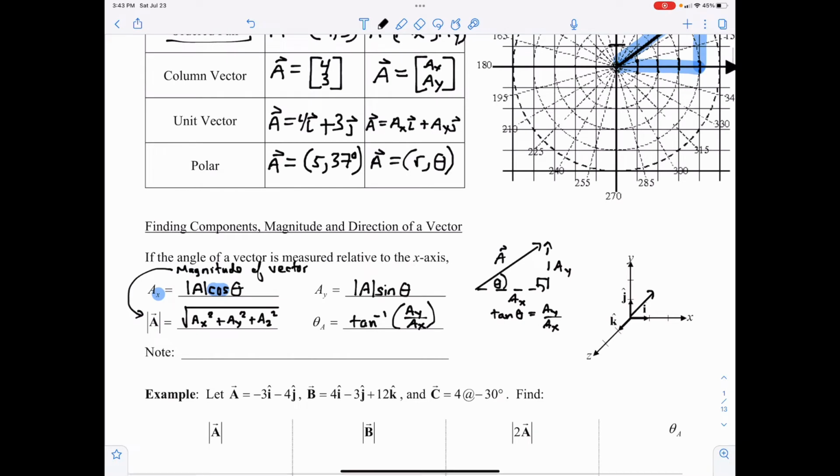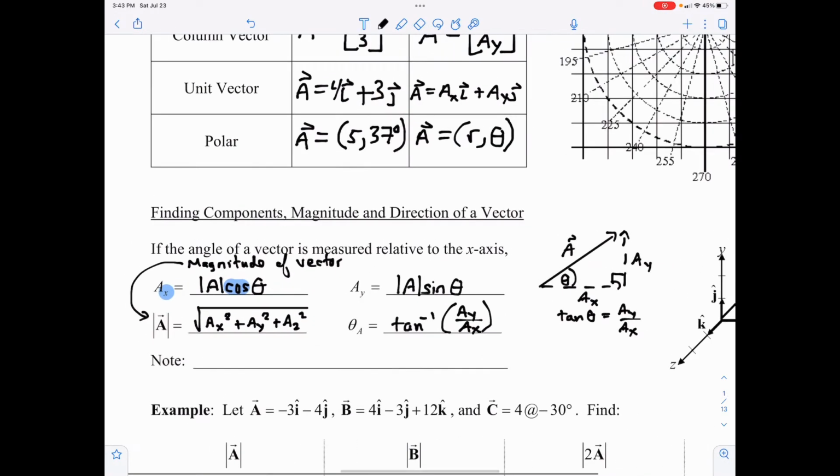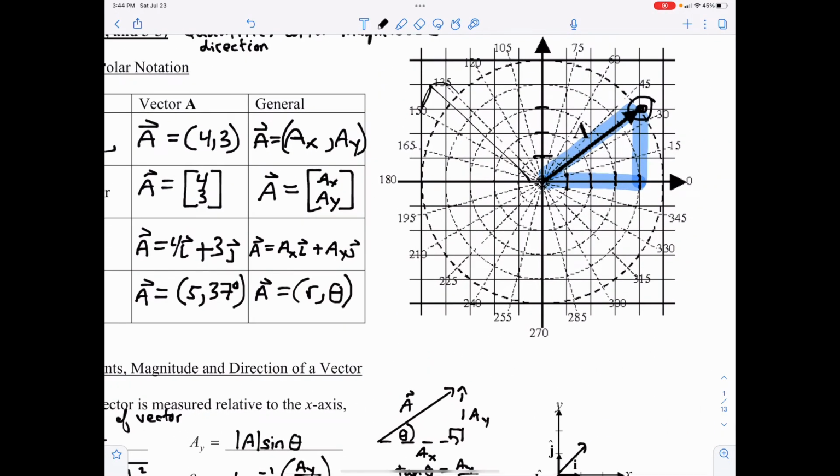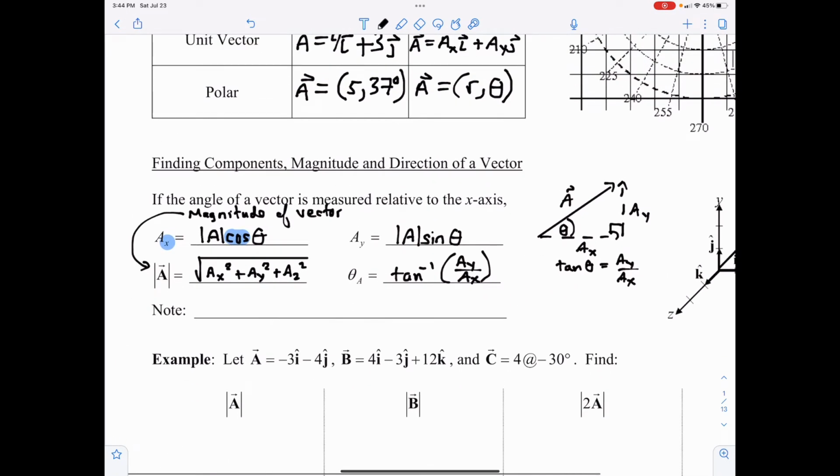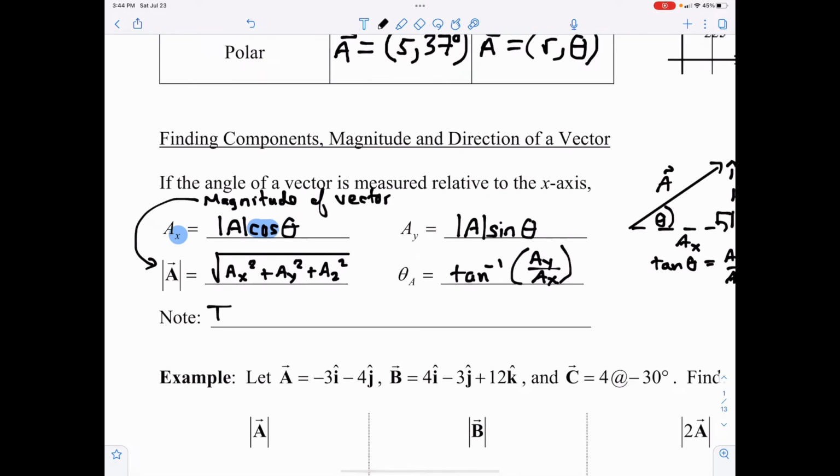Okay, now something to note about angles that have negative x components, angles that are kind of over in this direction or possibly this direction over here. Negative x components require something different. So if the x direction component is negative, then simply add 180 degrees to your direction.